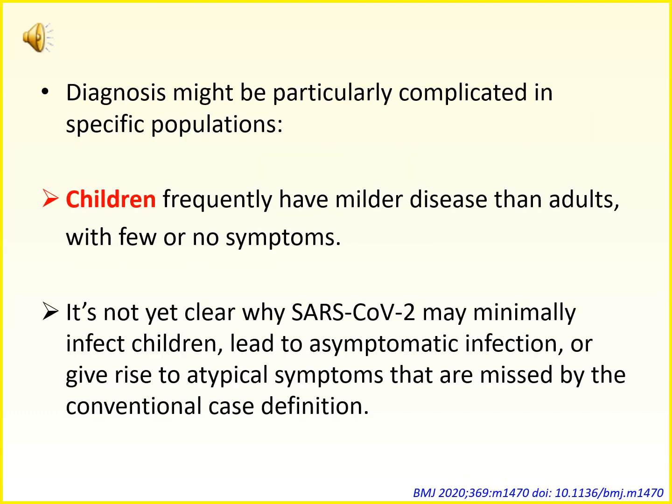The diagnosis of COVID-19 might be particularly complicated in specific populations, say the children. Children frequently have milder disease than adults with few or no symptoms. It is not yet clear why COVID-19 may minimally infect children, lead to asymptomatic infection, or give rise to atypical symptoms that are missed by the conventional case definition.